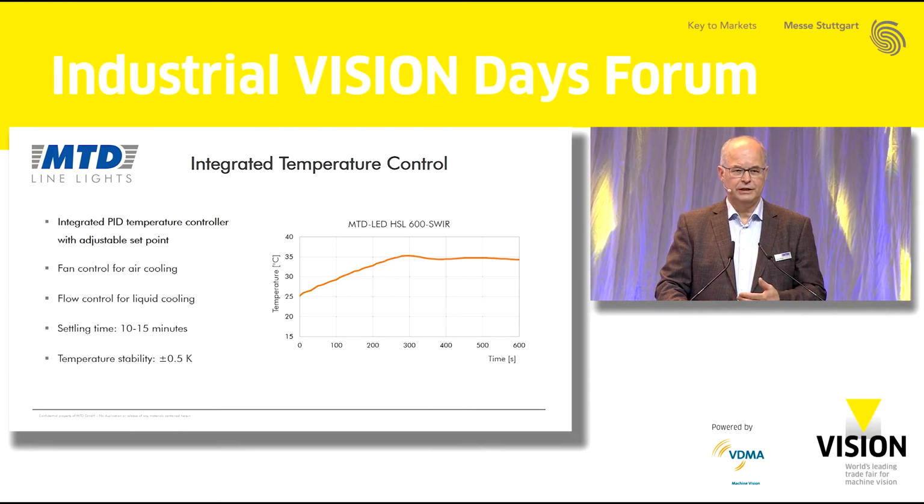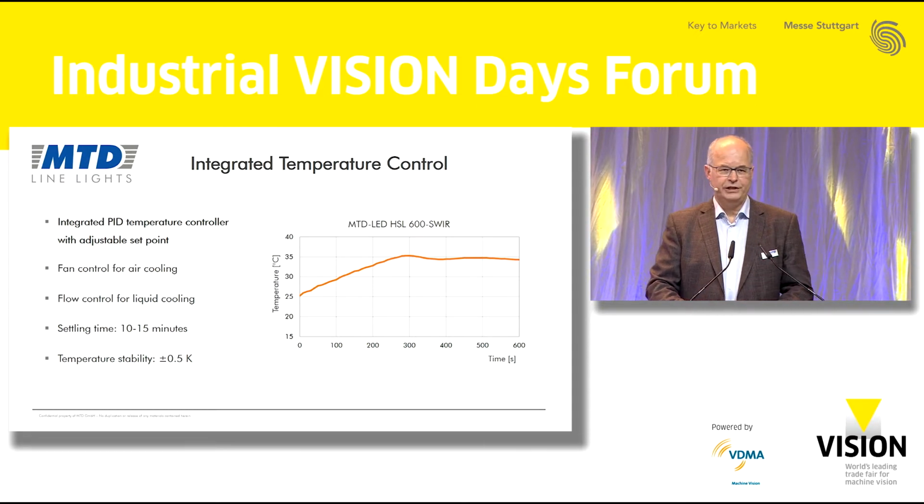Temperature control is very important because without a stable temperature, you will always get a shift in the peak wavelengths, so your spectrum would not be stable. But with good temperature stabilization, on the other hand, you get a really finely stabilized spectrum.